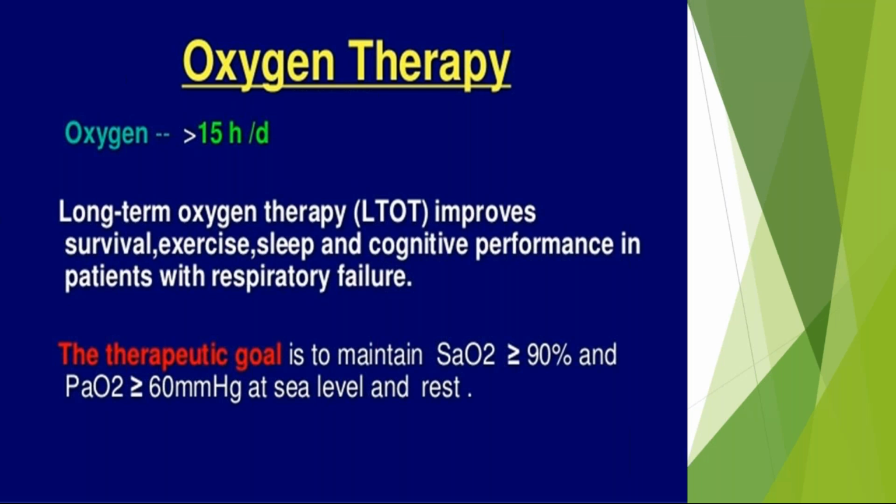This oxygen therapy should be given more than 15 hours per day, which improves survival, exercise capacity, sleep, and cognitive performance in patients with respiratory failure. And our goal is to maintain the saturation above 90% and the partial pressure of oxygen above 60 mm of Hg.